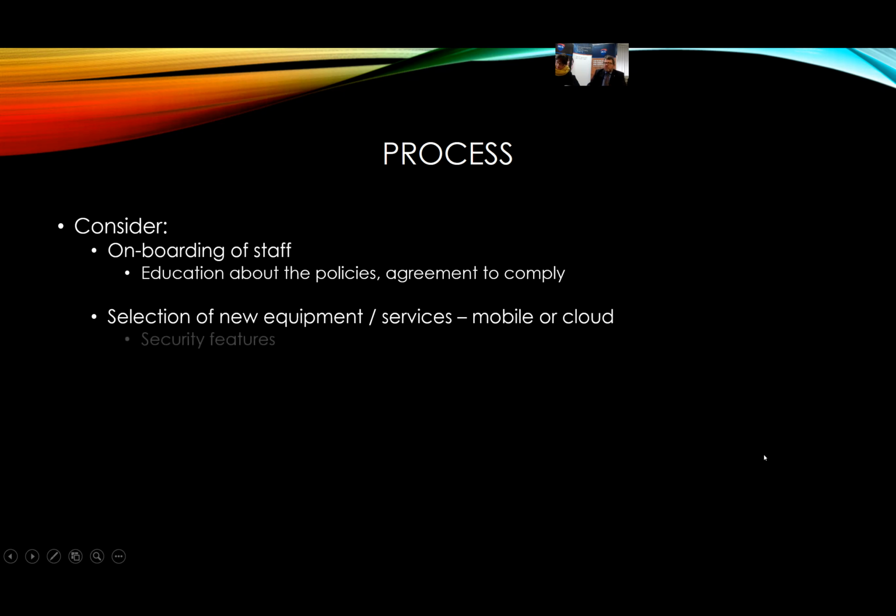When you're selecting new equipment or services, mobile or cloud, consider the security features that they have. There are more new services every day and more new mobile platforms to consider. Black phones and other really super secret encrypted phones are available if that's the level you want to go to protect your communications. What is the profile of the vendor that you're buying from?